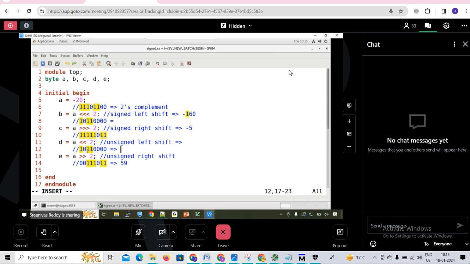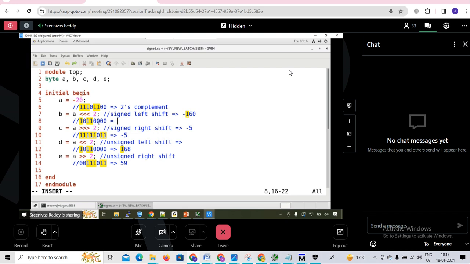128 plus 32. One second. 128 plus 32, 168. This should be what? This treats it as a negative number basically. Because once you did unsigned shift, it ends up treating it as a -5. Here also it should treat it as a negative number only.